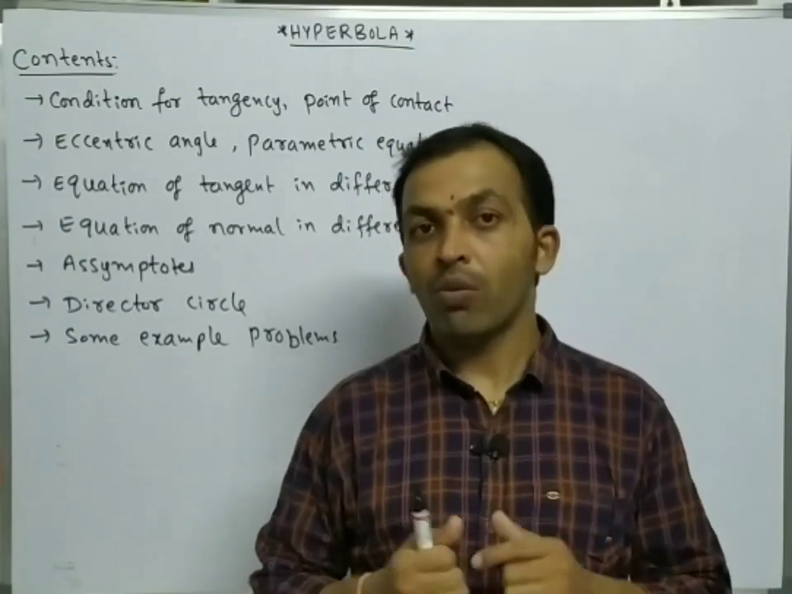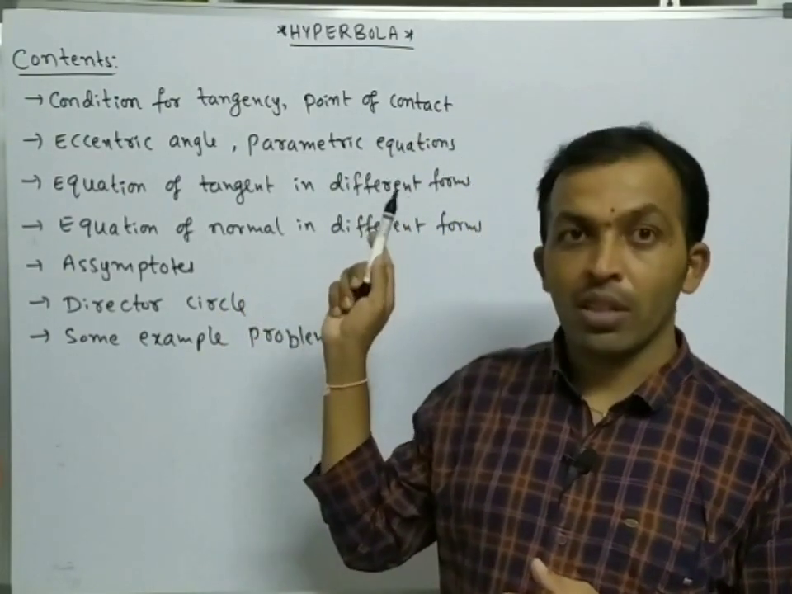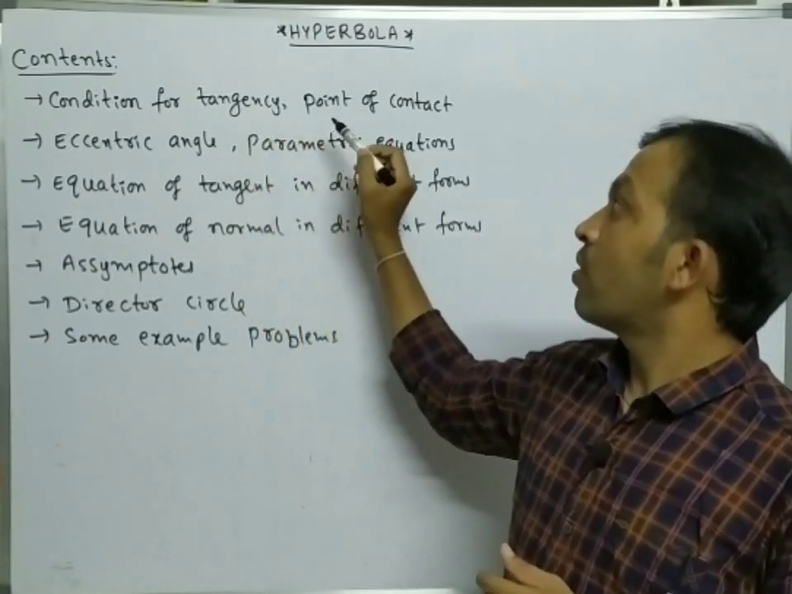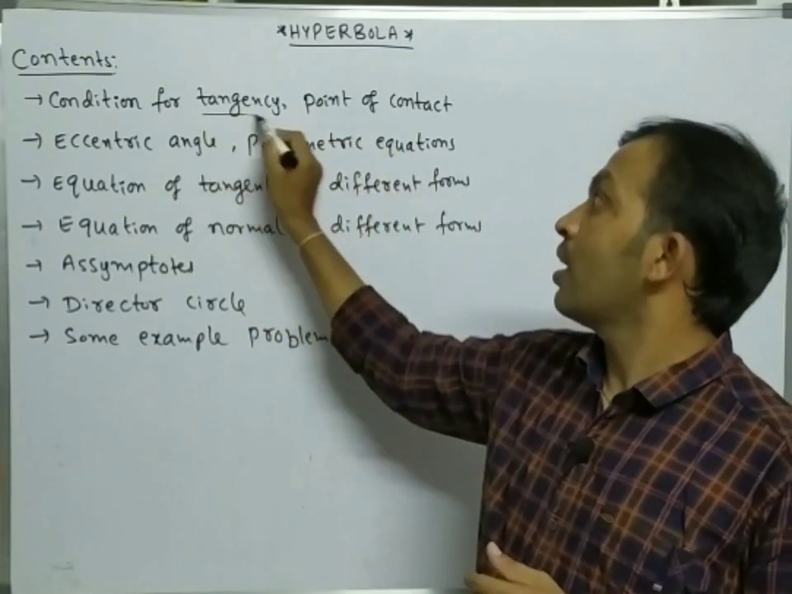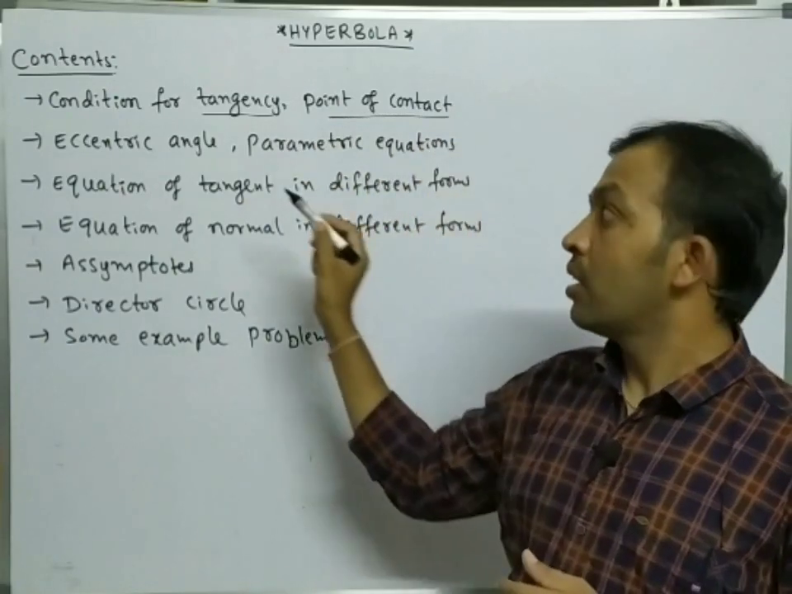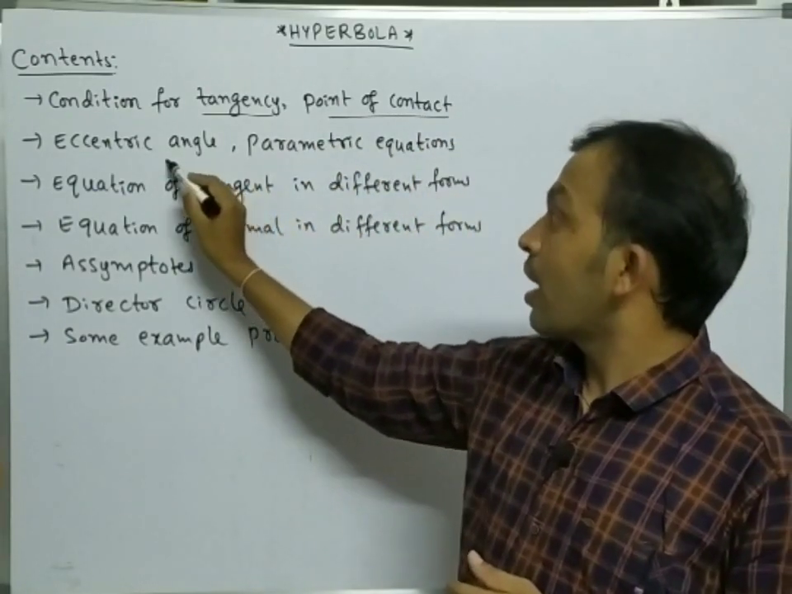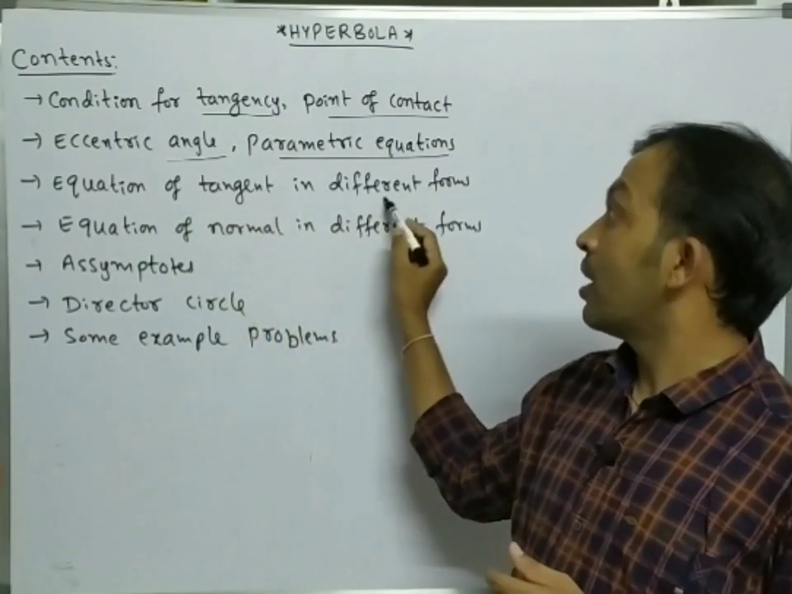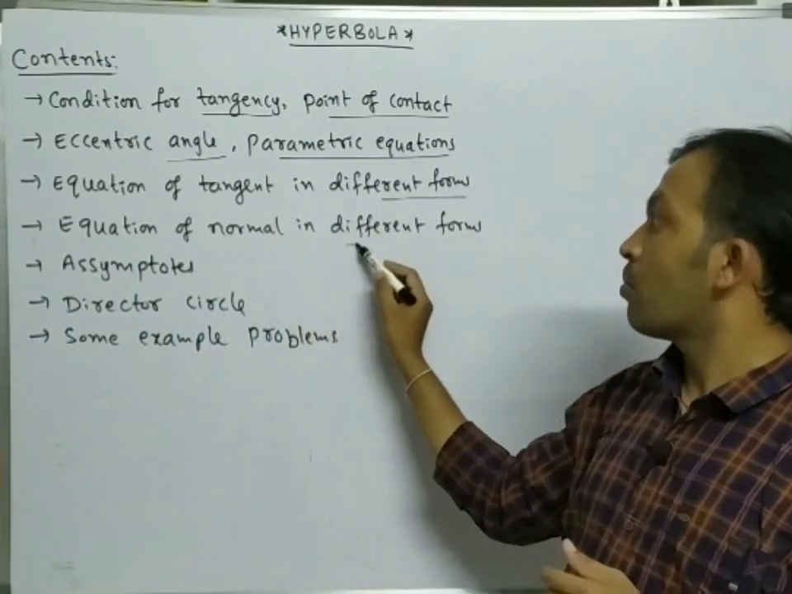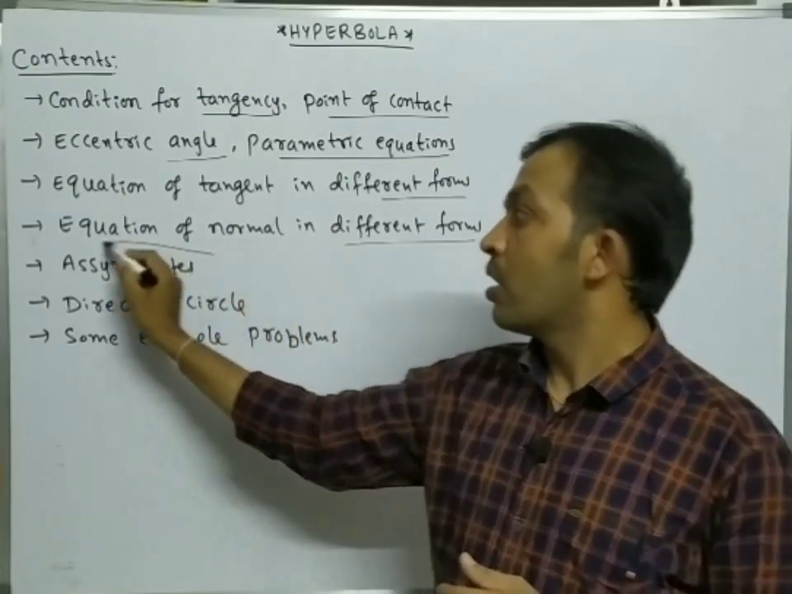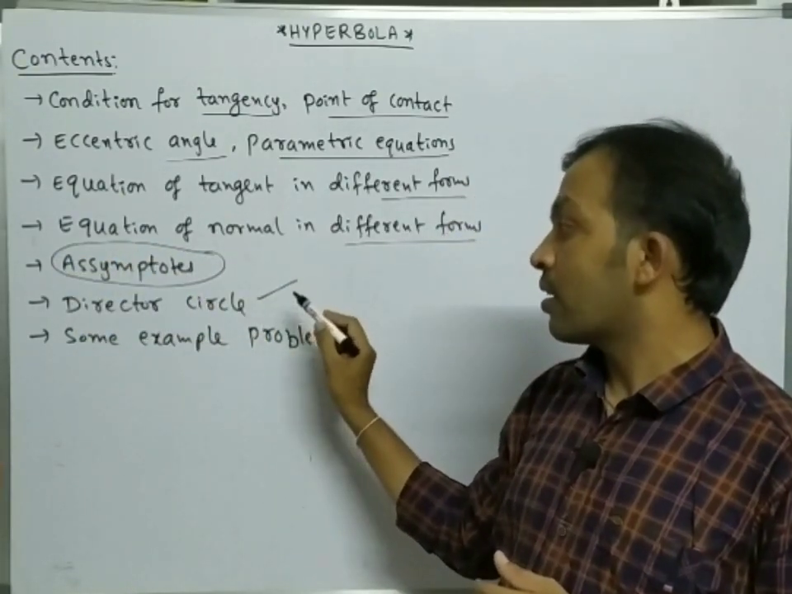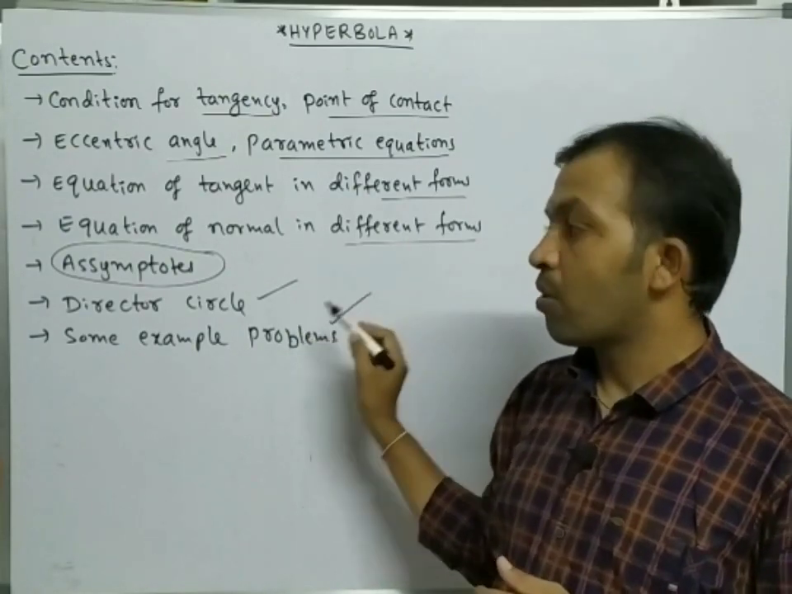So now in this video I am going to explain the condition for tangency and point of contact, eccentric angle and parametric equations, equation of tangent in different forms, equation of normal in different forms, and asymptotes. Here the important topic is asymptotes. Next, director circle and some example problems.